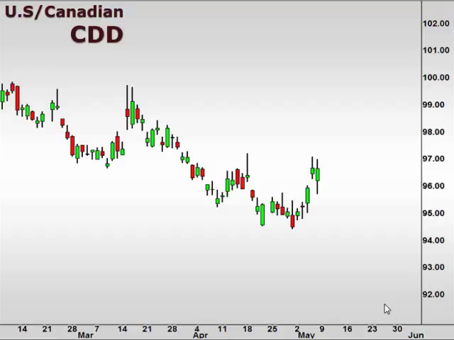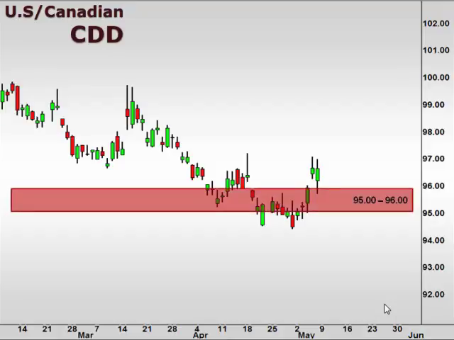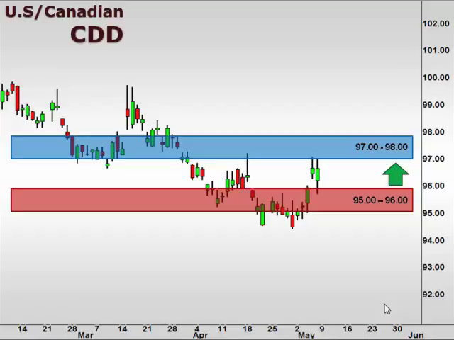Next up, the CDD, the U.S. versus the Canadian dollar. Well, the CDD staged a strong reversal, breaking back above the 95.96 focal zone. Now, 97.98 may act as a near-term resistance to the upside.